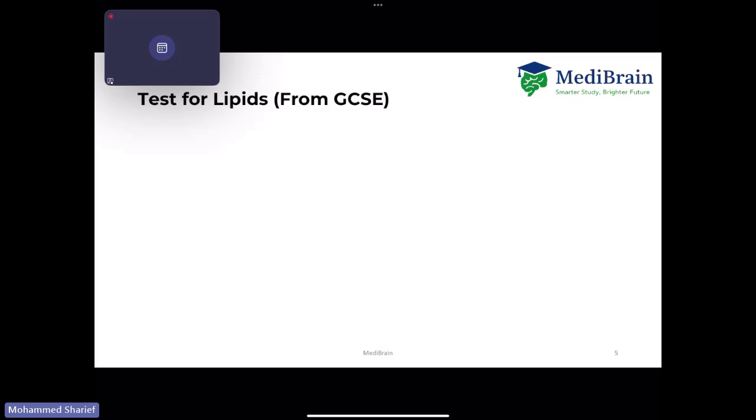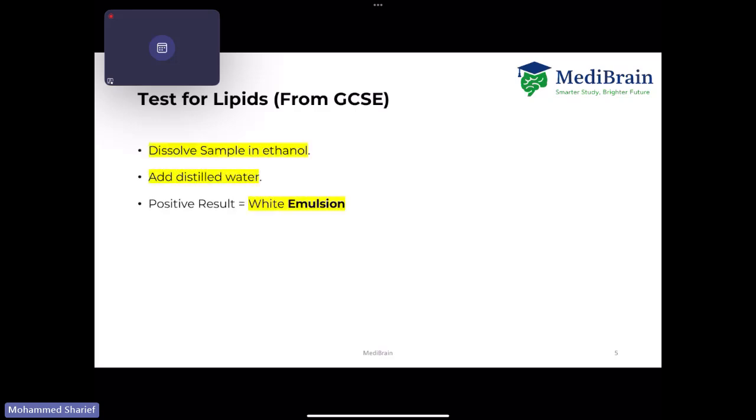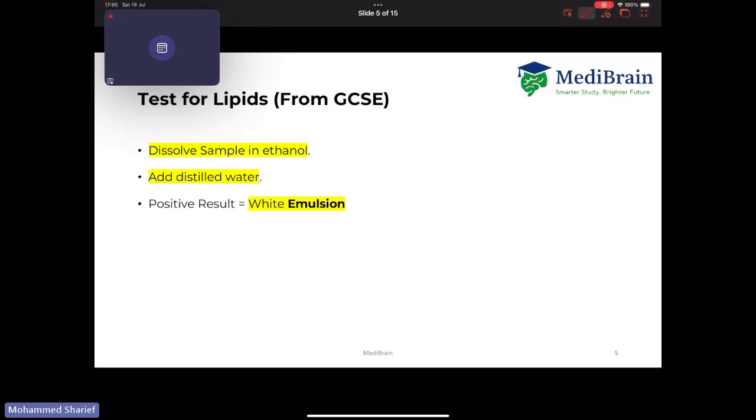Now for lipids, it's the same as GCSE. However, the mark schemes for this question have a specific order in which they want you to answer the question, and I've highlighted the points over here. First of all, you need to dissolve the sample in ethanol. This is the first part.